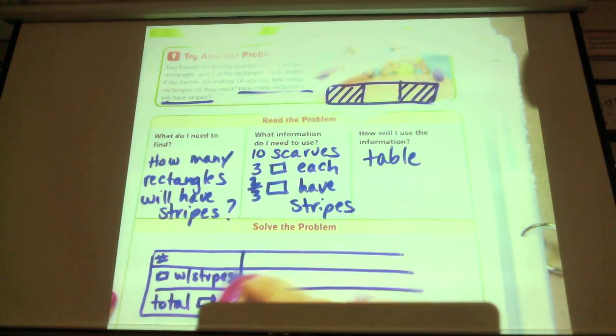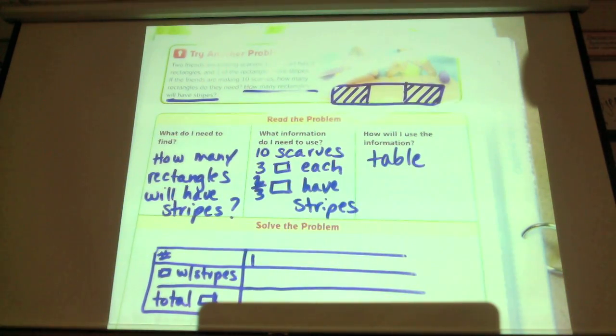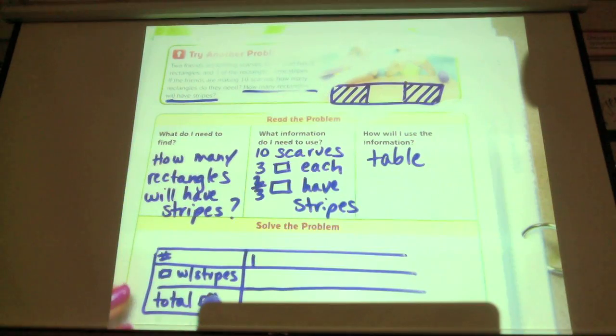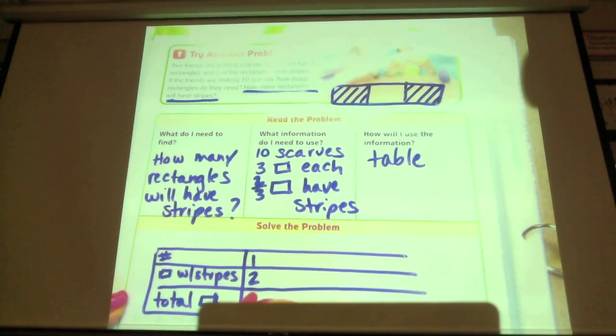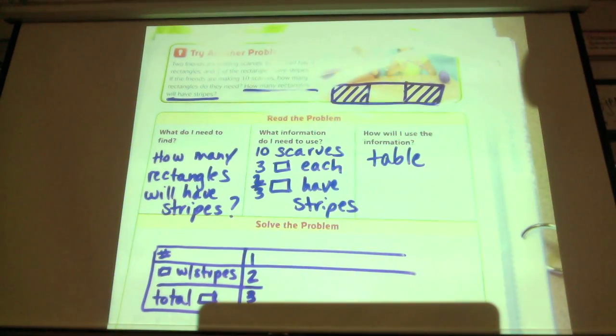Let me show you what I mean. If I have one scarf, how many rectangles have stripes? 2. Out of how many? 3. My fraction is 2/3, right? One scarf has 2 of the 3 rectangles with stripes.